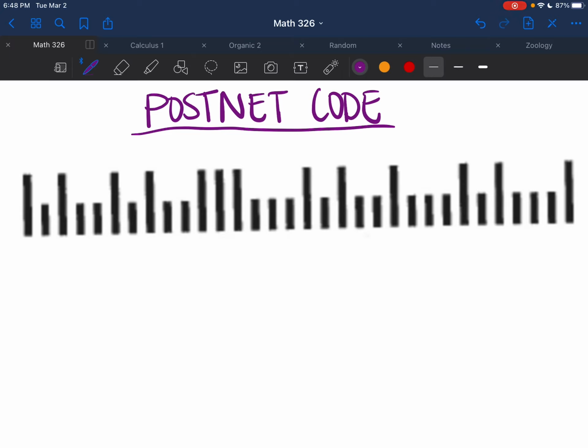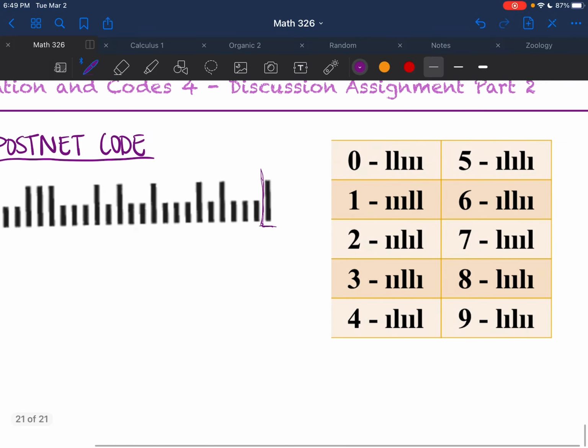And like before, we remember that when we're reading this code, the first bar and the last bar are always tall because they are the guard bars. So they just tell us where the code starts and where the code ends, and that's all we use them for. So then, from there, we can group these bars, the tall and short bars, between the two guard bars into groups of 5, because every 5 digits, as we can see in this chart, represents a number. And we can also note that each group of 5 has 2 tall bars and 3 short bars.